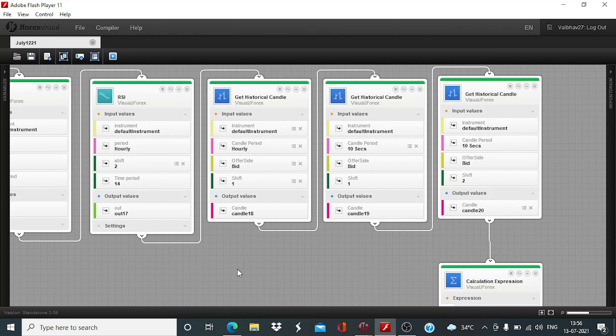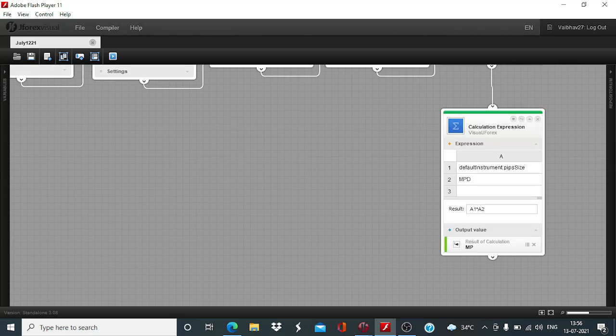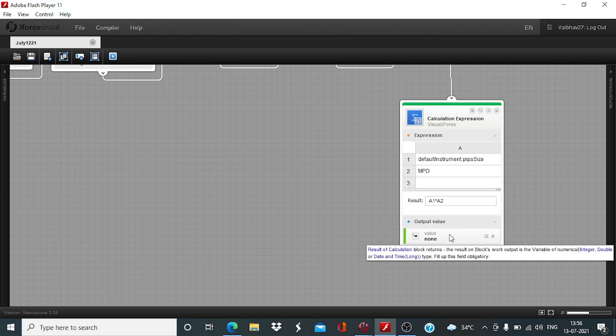To look at the price volatility, we will also be taking the help of the get historical candle block. This is of hourly candle period, and to pinpoint the exact entry point, these two 10-second candles will be quite helpful. Then this calculation was carried out to define that there should be a minimum price difference between the closing and opening prices for the last hourly candle, and that is going to be 7 pips. So this calculation gives us the variable minimum pip value.